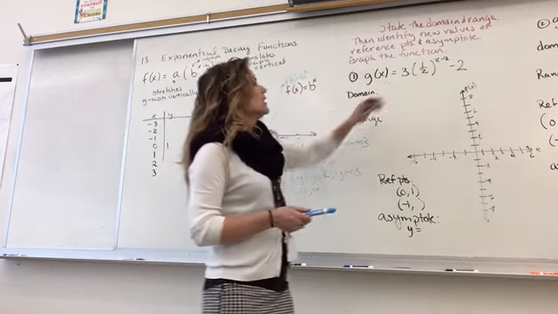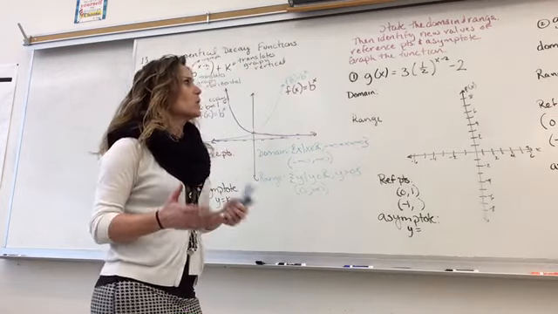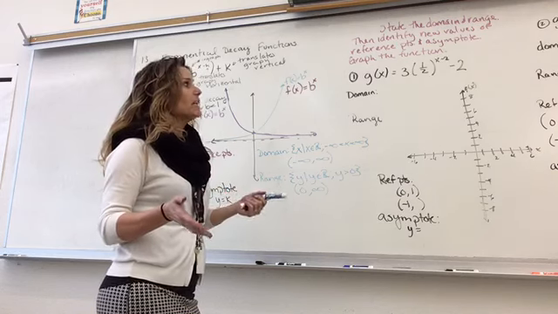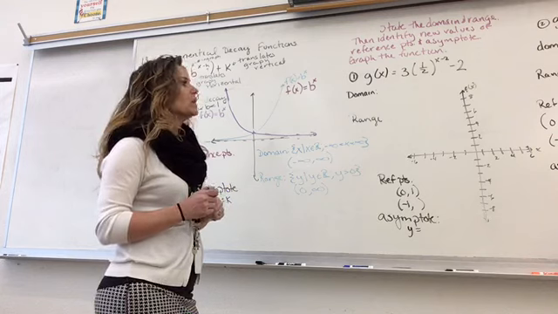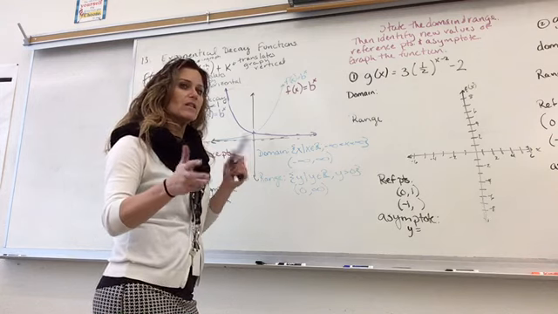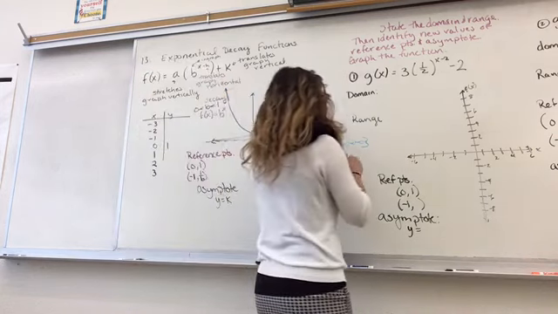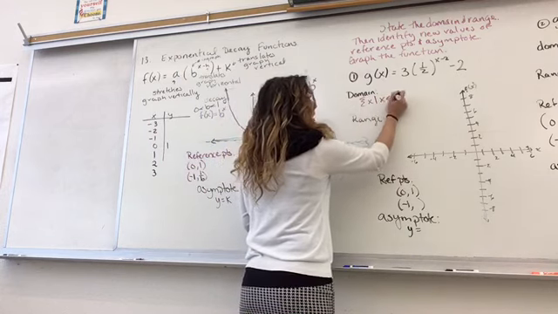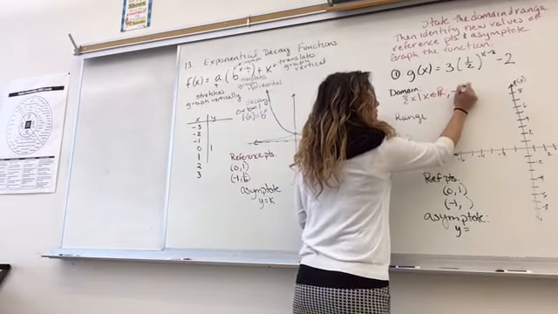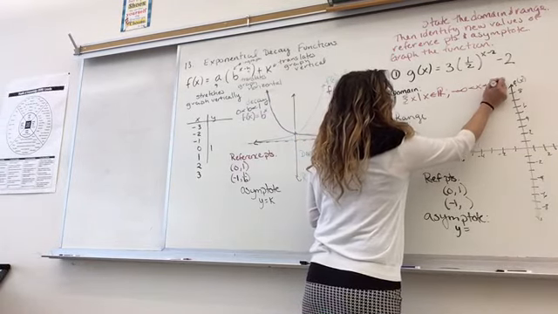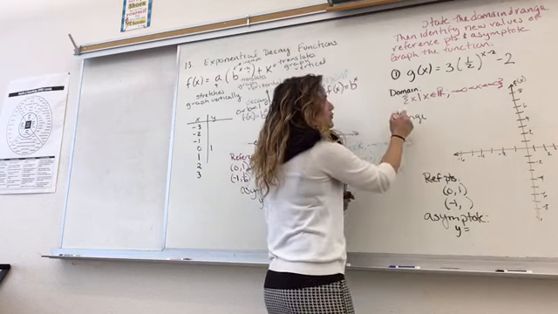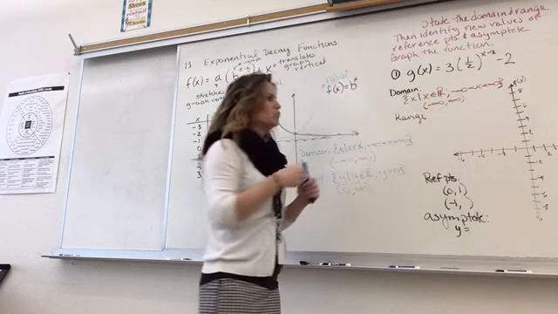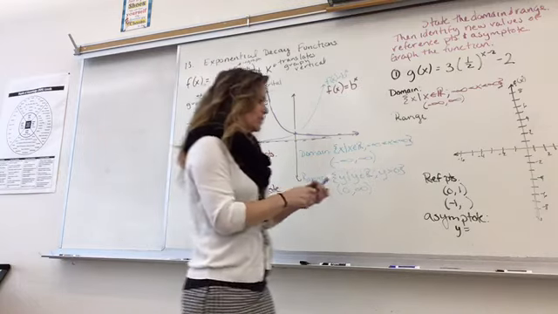Over here, we have g of x equals 3 times 1/2, that's our b value. Remember, it's between 0 and 1, to the x minus 2, minus 2. Remember, your domain is always going to be all reals. So our domain, if we start filling this in, is x such that x is an element of the reals, x going from negative infinity to positive infinity. Your range, well, it's going to look a little different. So we'll talk about that as we look here.